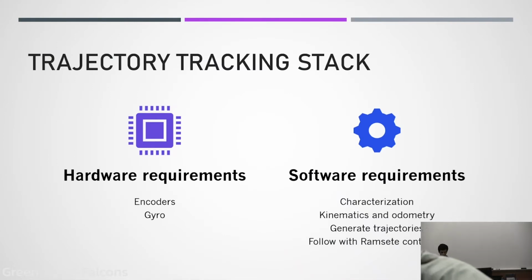So let's talk about what you need, software and hardware-wise, to actually start tracking trajectories. You will need encoders and a gyro on your robot. You'll need encoders to measure the distance and velocity of each side of your robot, and you'll need a gyroscope to measure the angle of the robot. That is pretty much all the sensors that you need to track a trajectory. Let's talk about software. You might not know what all of that is yet, but we'll get into it. You'll need to characterize your robot. You'll need to do kinematics and odometry. We'll talk about what that means. You actually have to generate the trajectory that you want to follow. And finally, you'll follow it with the Ramsey controller.